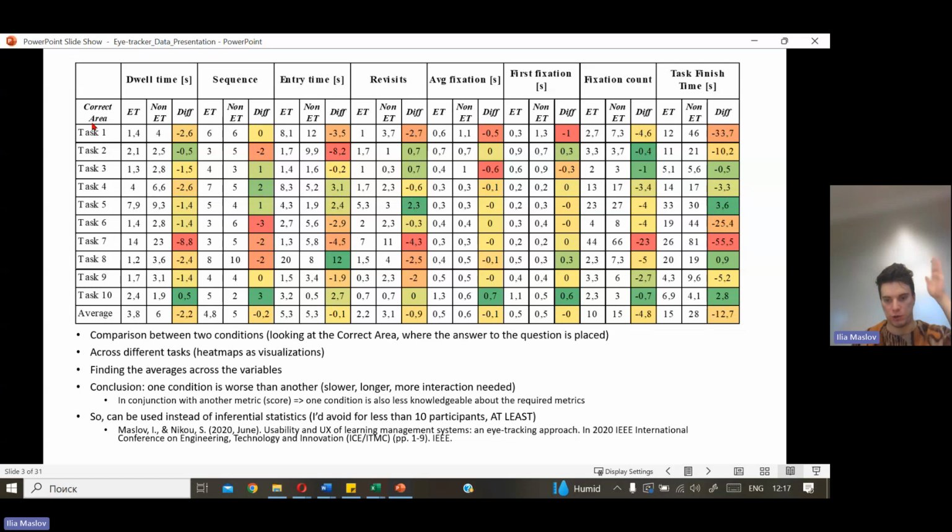Like the participant starts looking at the model, so the first area of interest, second area of interest, third area of interest, and this can be used to analyze how quickly the participant finds this area of interest. For example, this is one of the multiple statistics.